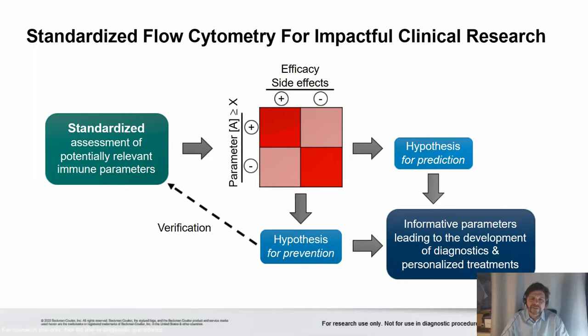Once again, I would like to make the case for standardization, the importance of standardization of flow cytometry to really generate impactful clinical research, impactful research results. So if you can rely on a very well standardized assay to assess potentially relevant immune parameters, you might be able to find a correlation, a correspondence between certain immune signatures and the efficacy of a certain treatment or side effects that are associated with this treatment, giving you the possibility to articulate a hypothesis to predict the outcome of a certain treatment, to predict the chance of success with such a treatment.